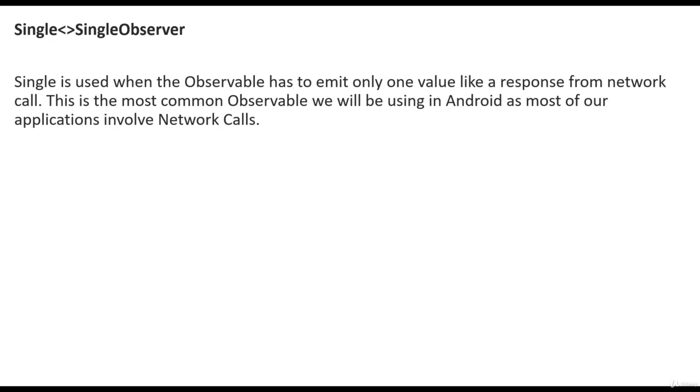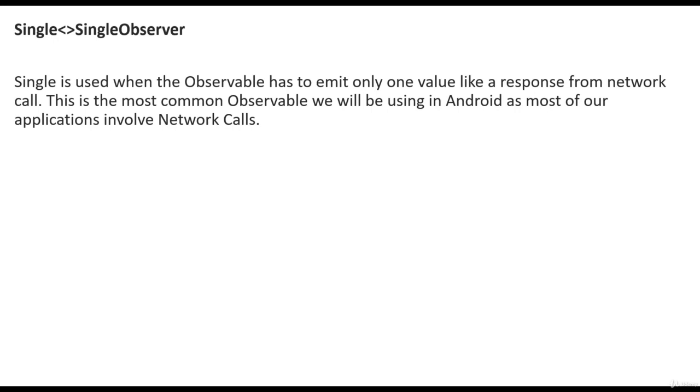So let us take a look at another observable and observer. The other one is a single observable and a single observer. Single is used when an observable has to emit only one value, like a response from a network call. This is the most important one that we use in Android development. This is the most common observable that we use in Android, and most of our applications involve network calls. So whenever we are doing a network call or accessing a database operation, we make use of the single observable in Android application development, as well as the single observer.